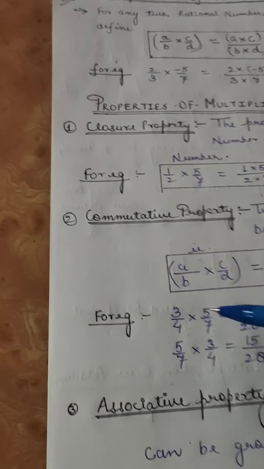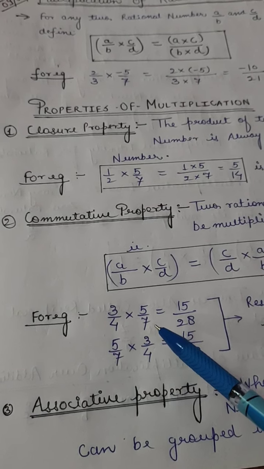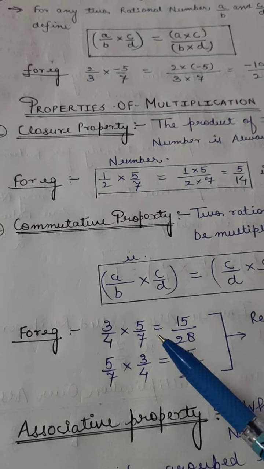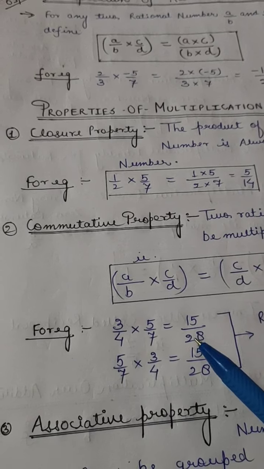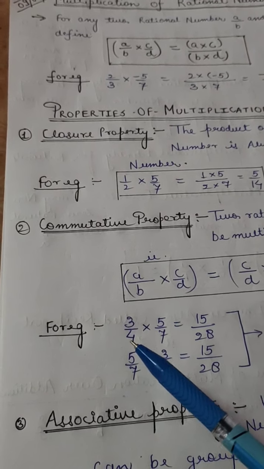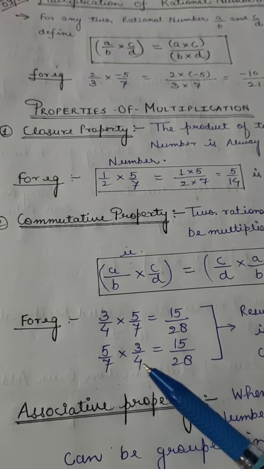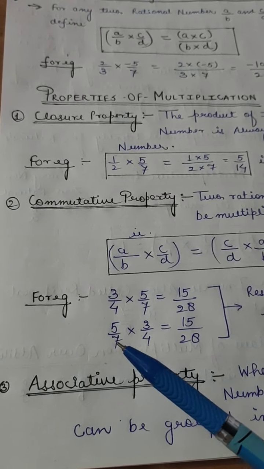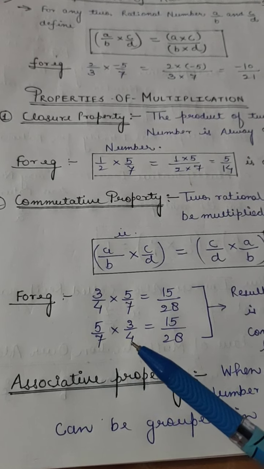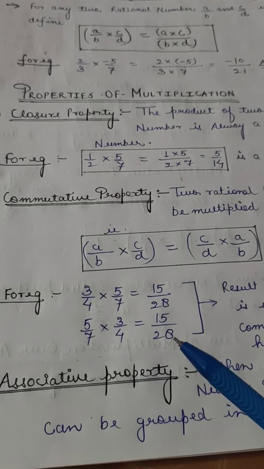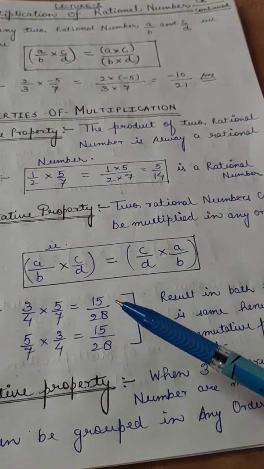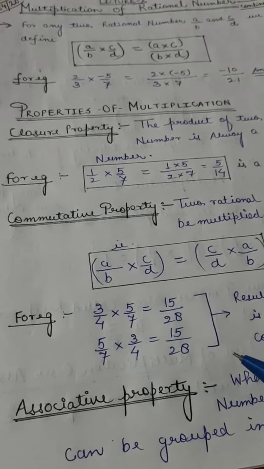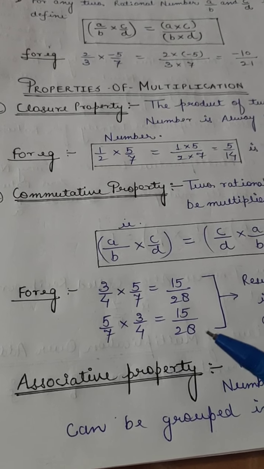Let's see with an example. For example, 3 by 4 and 5 by 7 are the two rational numbers. So what do we get after multiplication? 15 by 28. How does this 15 by 28 come? 3 fives are 15 and 4 sevens are 28. In the next step we have interchanged the position of these two rational numbers. We have written first 5 by 7 and after that 3 by 4. What is the result? 15 by 28. So the result in both cases comes out to be the same. Hence the commutative property holds in case of multiplication of two rational numbers.